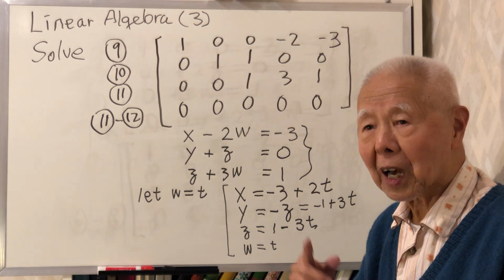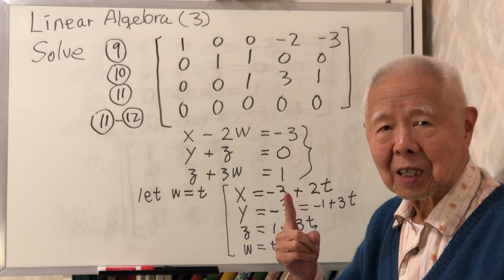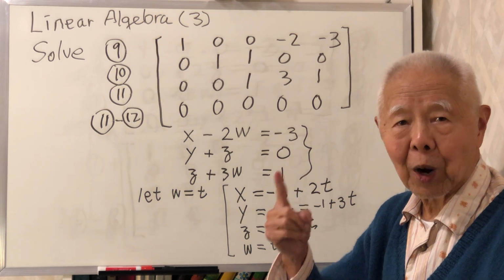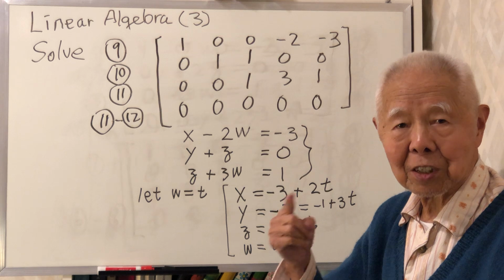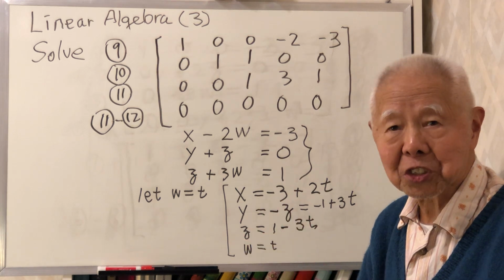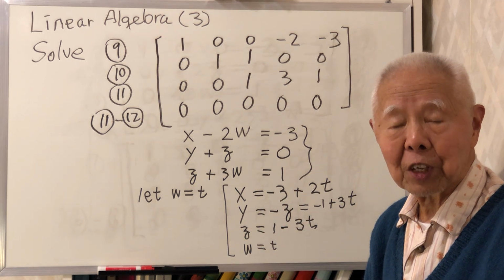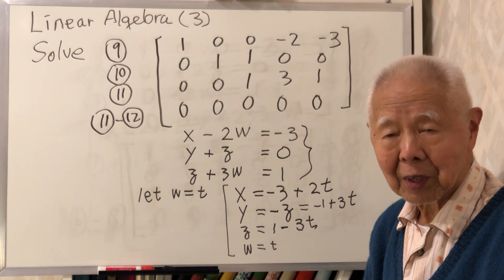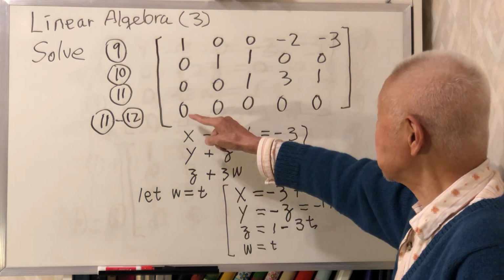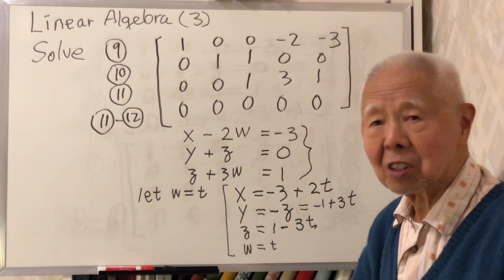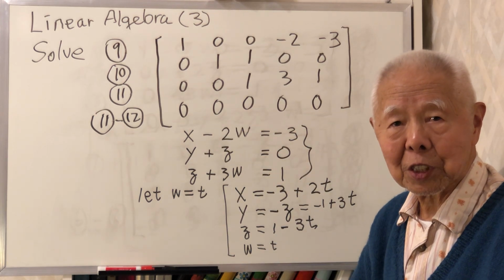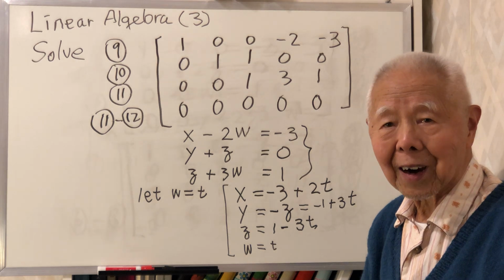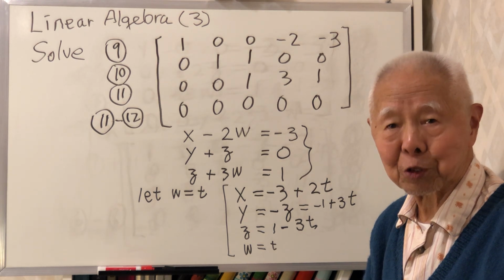So I do not have a unique x, y, z, w. I do not have a unique set of values. I have an infinite number of answers. And that is what this means. If I get an equation that is all 0, I have an infinite number of solutions.